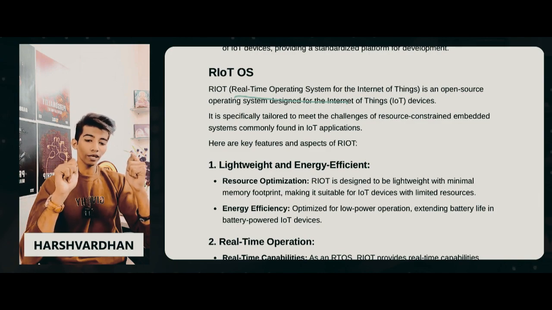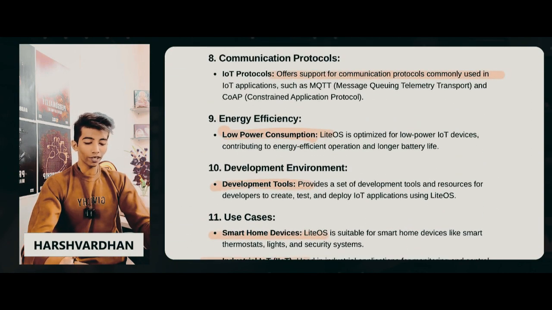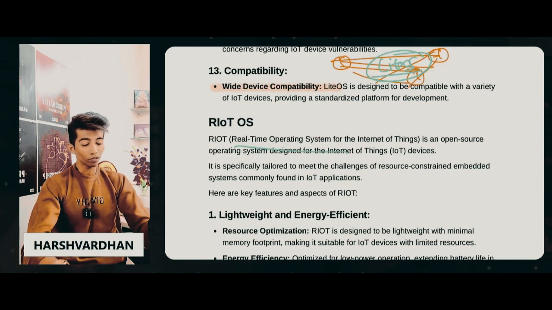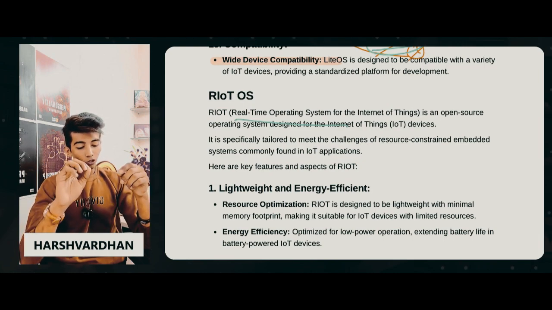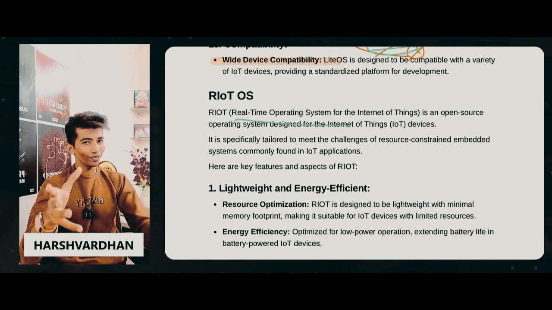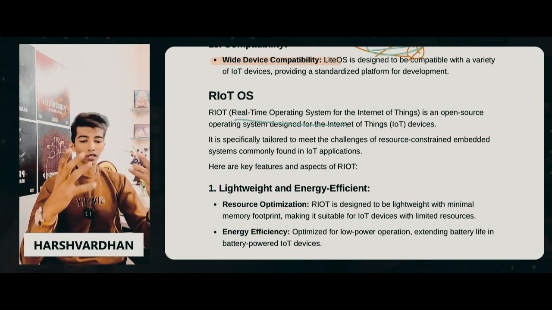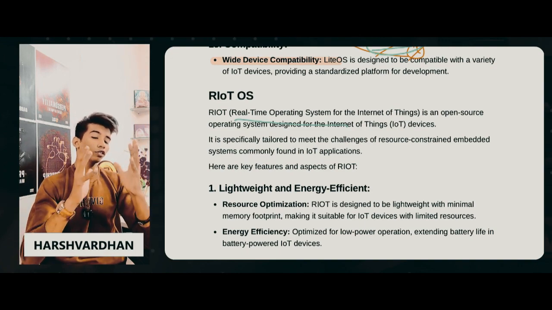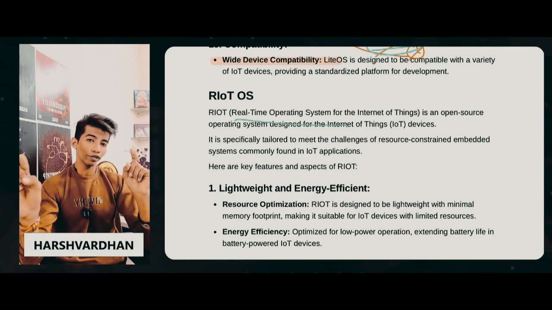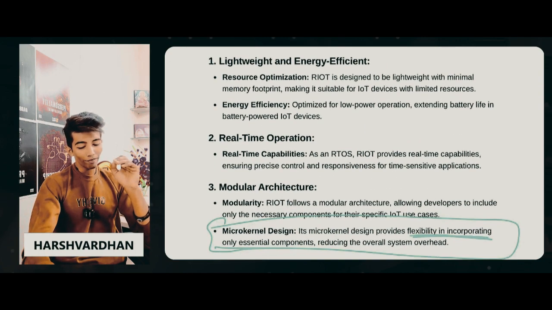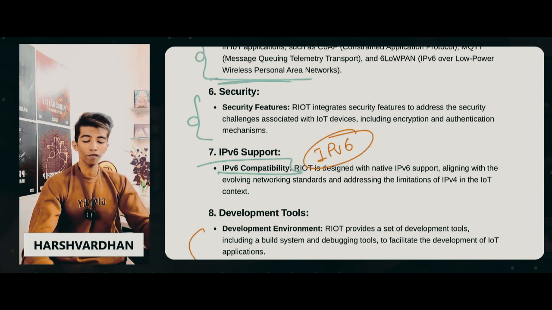There is one more thing, which is RIOT OS, a real-time operating system. When I talked about real-time operating systems, LiteOS is one of the best examples. When I talk about RIOT OS specifically, it's an open source operating system designed for the Internet of Things. It is especially tailored for the challenges of resource constrained embedded systems, which we have discussed earlier in this video. It's lightweight, energy efficient, real-time, modular, with supported platforms, IoT protocols, and security features.